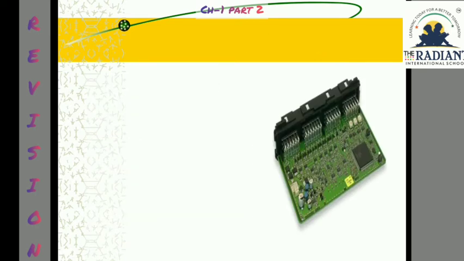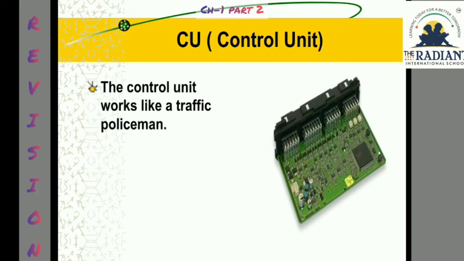Look at the picture. Which picture is this? Yes, I know you don't know about this. I will show you. It is the picture of the control unit. It is also inside the CPU box and it stands for control unit. Now the control unit works like a traffic policeman.